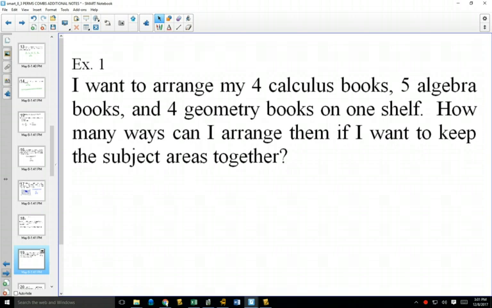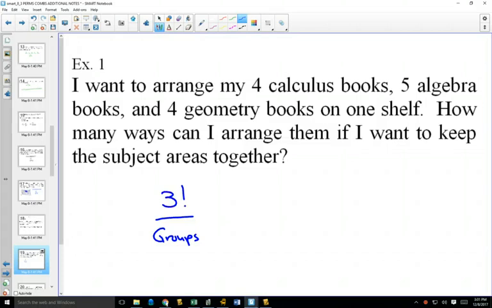So first of all, the first decision I need to make is how I'm going to arrange my groups. Should I do algebra, then calculus, then geometry because that's alphabetical? Or alphabetical sucks, I should change it up and maybe calculus first because that's my favorite, then algebra, then geometry. So first thing I have to decide is how I'm going to arrange my groups. And since there's 3 groups, there would be 3 factorial ways of arranging the groups, right?